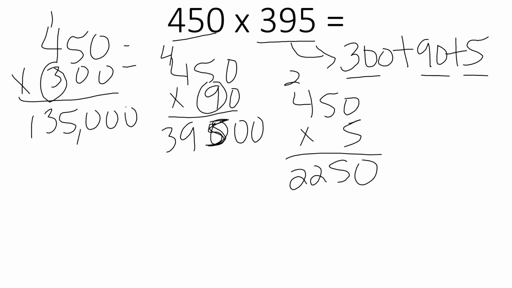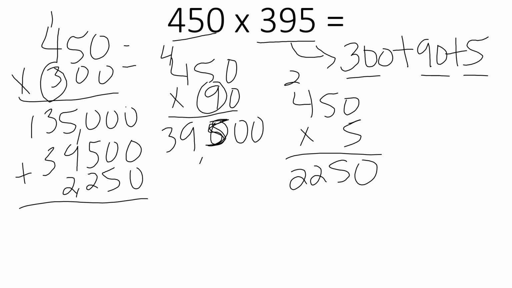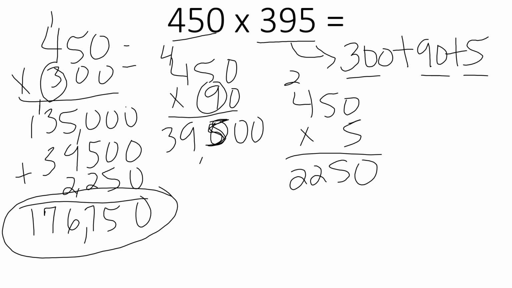And now I'm ready to add everything together, starting from the ones place. It's important that you line everything up correctly because you do not want to make a mistake when adding certain digits together. So starting at the back from the ones, I have 0, 5, 7, 16, carry the 1, 7, and 1. My final answer will be 176,750.